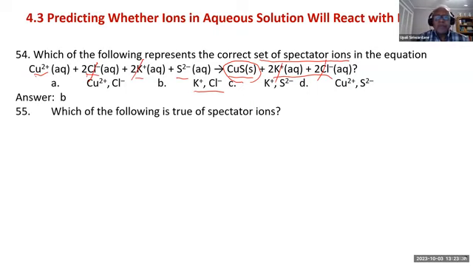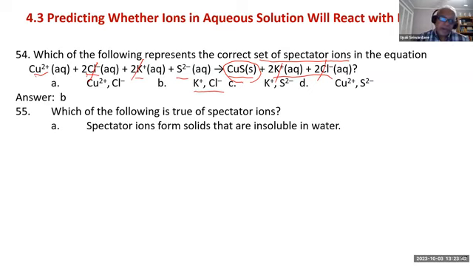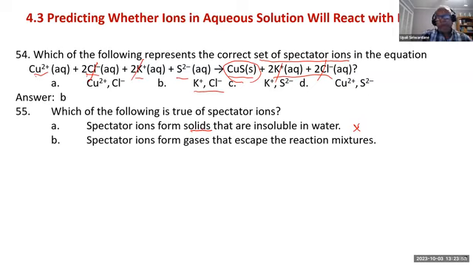Which of the following is a true statement about spectator ions? That's a word problem. Spectator ions form solids. That's not true. Spectator ions remain in the solution. Spectator ions form gases. They are not gases, they are ions in solution. That's not true. Gas is when, for example, carbon dioxide, sulfur dioxide, or oxygen is produced.